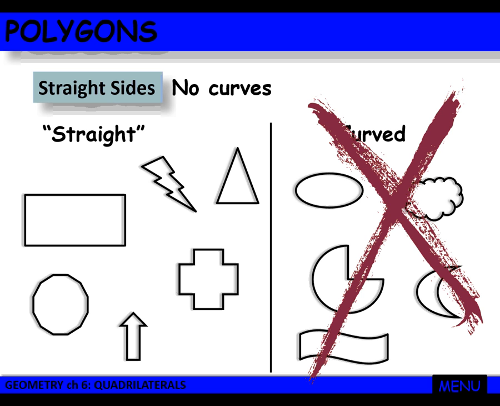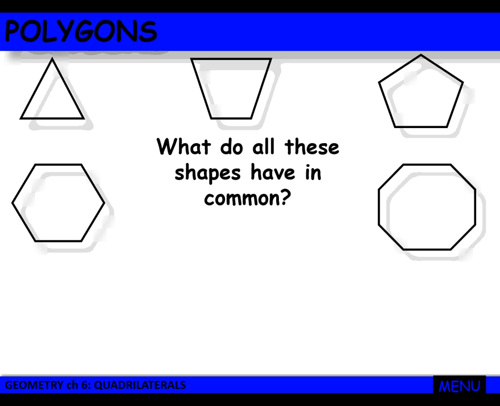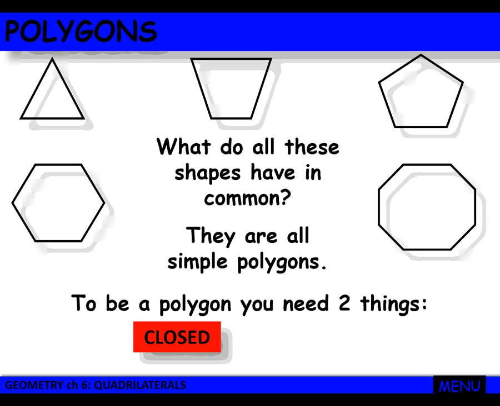Why? Because if we keep it to just polygons, we can have some pretty simple rules for figuring out things about those shapes. So up on the screen, these are all examples of polygons. What do they all have in common? They're all polygons. They have straight sides and they are closed.